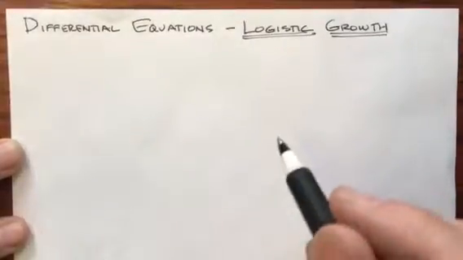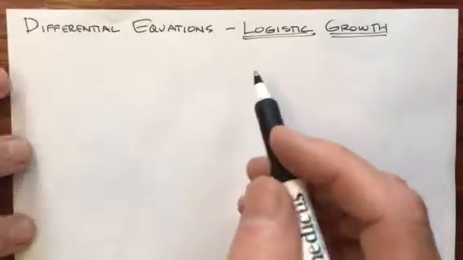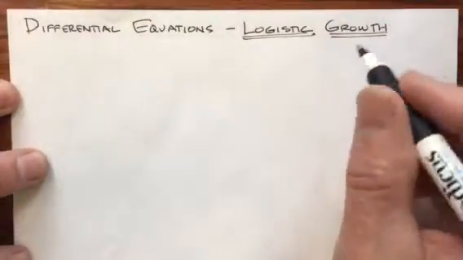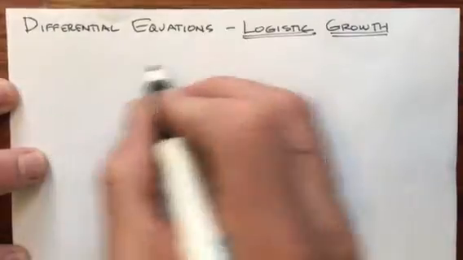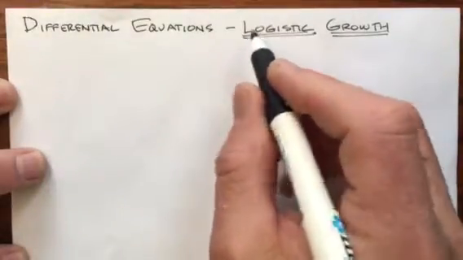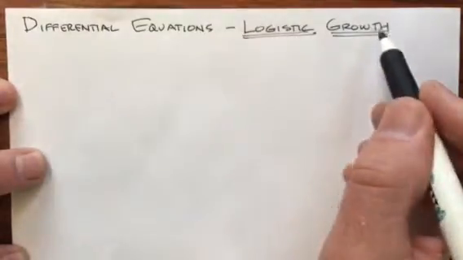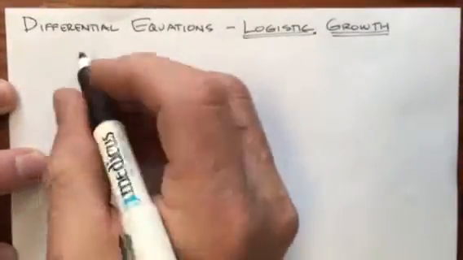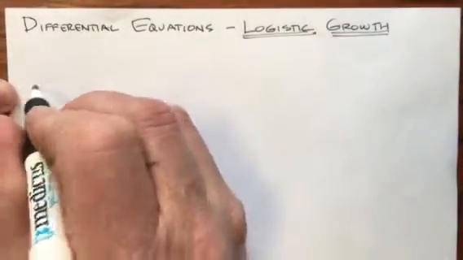Hello everyone. We are here doing differential equations. This is like part 4, logistic growth. Logistic growth starts out as exponential growth, but then there's a limit, there's a limitation, there's some sort of thing that's putting a boundary on that upper growth of exponential.